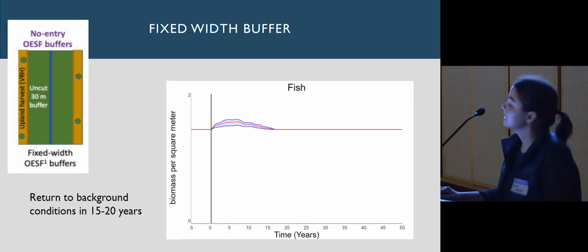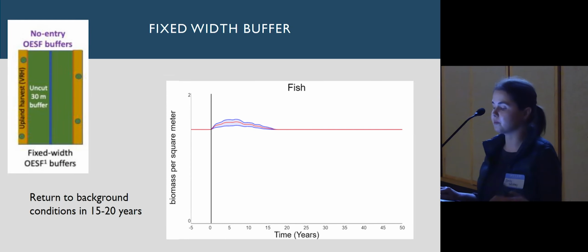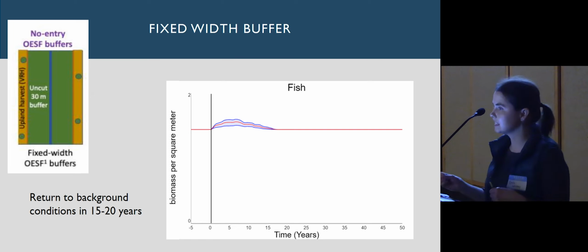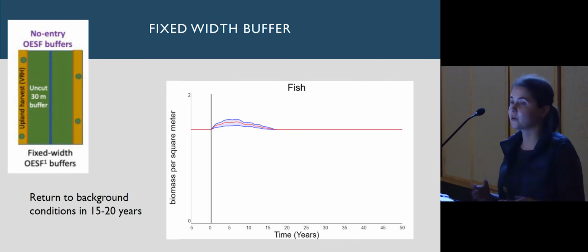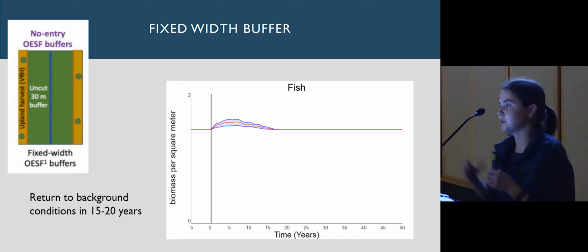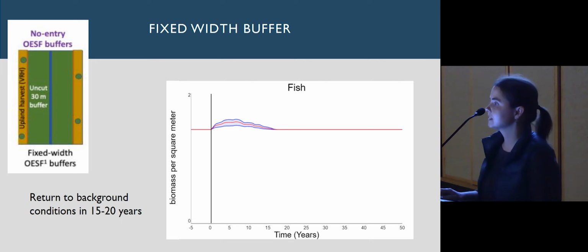So just to zoom in, here we have our fixed buffer width. This is a standard 30-meter buffer. What we're showing here is a single line drawn, but because there were some different ideas about how these responses would occur, there's some variation on that line. If scenario A happened, it might do this. If scenario B, it might do that. So what we see for our fixed width buffer is that generally we have a return to background conditions in about 15 to 20 years.